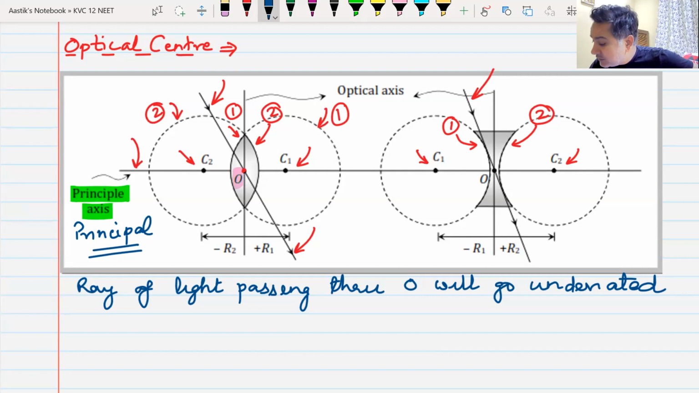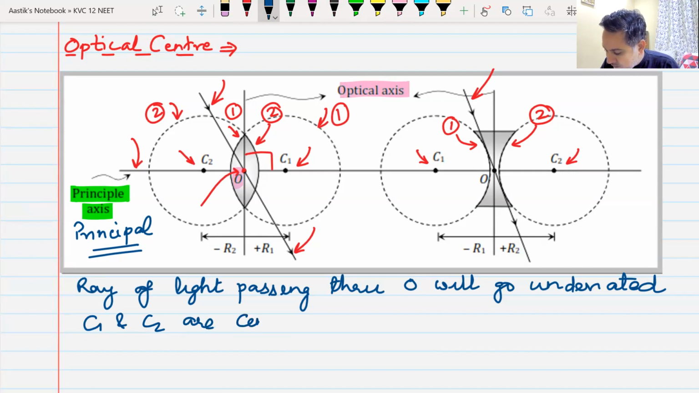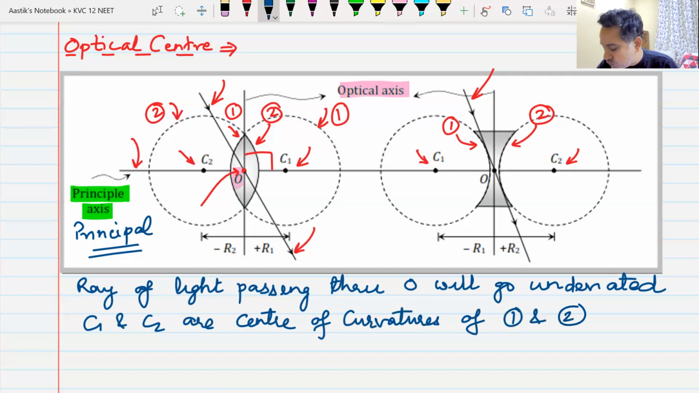Then there is a line known as the optical axis. This optical axis is perpendicular to your principal axis. Do you see this? Yes, sir. And it passes through the optical center. So there are 3 definitions here, or you can say 4 or 5, depending on if you call C a definition or not. Do you see C? C1 and C2 are centers of curvature of surface 1 and surface 2.